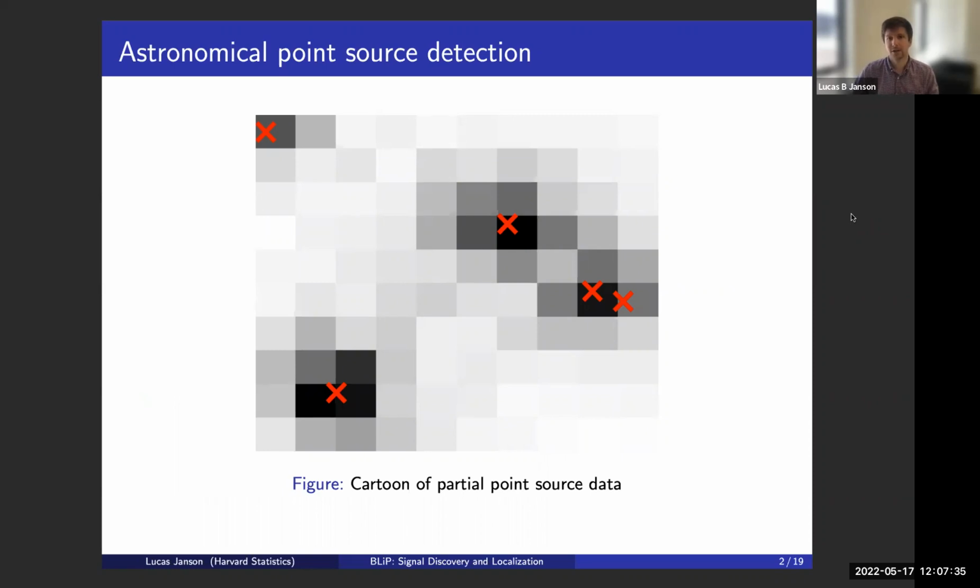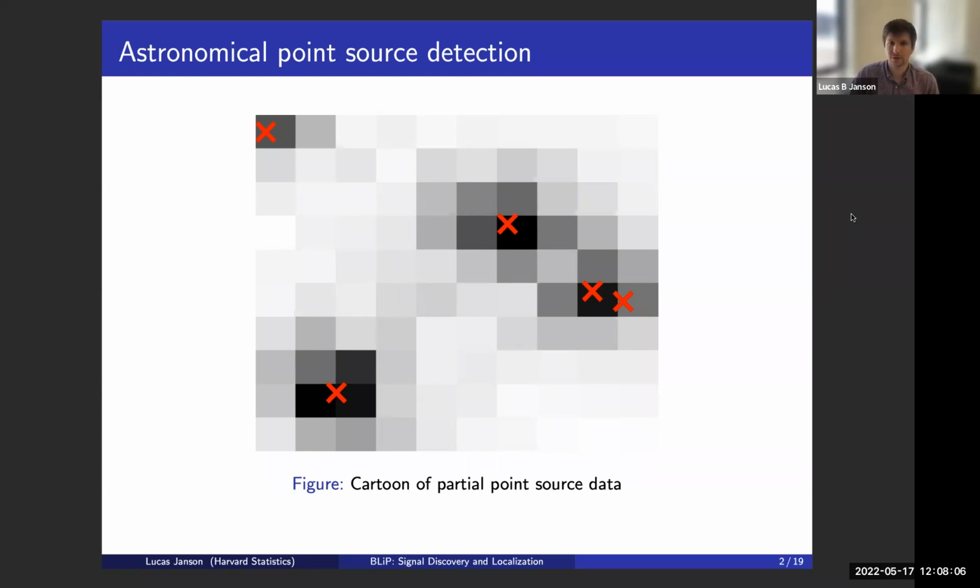Okay, so here's my cartoon plot of astronomical point source detection. The red X's are true locations of point sources in a little grid of cells. This is a pixelated image. You can see the pixels. It's like 10 by 10 pixels or something. And the darkness of the color is the intensity of the light hitting the image. And so of course, it's a little darker near the X's. It's not immediately obvious just looking at the data without the red X's, which are of course not part of the data, exactly where those X's lie.